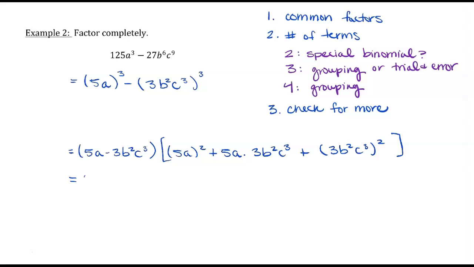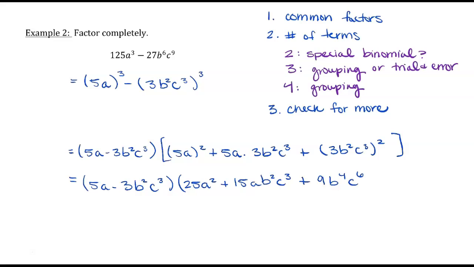Cleaning this up a little, we have 5a minus 3b squared c cubed times 5a squared, or 25a squared, plus 5a times 3b squared c cubed. That's 15a b squared c cubed, plus 3b squared c cubed squared, which is 9 times b to the 4th times c to the 6th. And we've successfully factored this binomial.